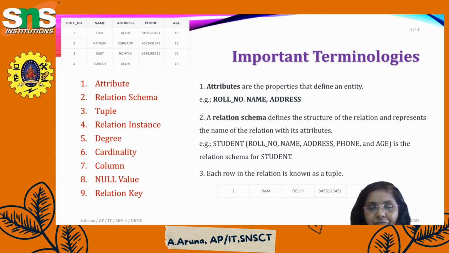And also the name for defining that particular relation along with the attributes we call a relational schema. For example, here Student is my relation. A relation can contain roll number, name, address, phone number, and age as attributes. So this entire thing we call a relational schema. The third terminology is tuples. Each row in a relation we know as a tuple, the values for the attributes.